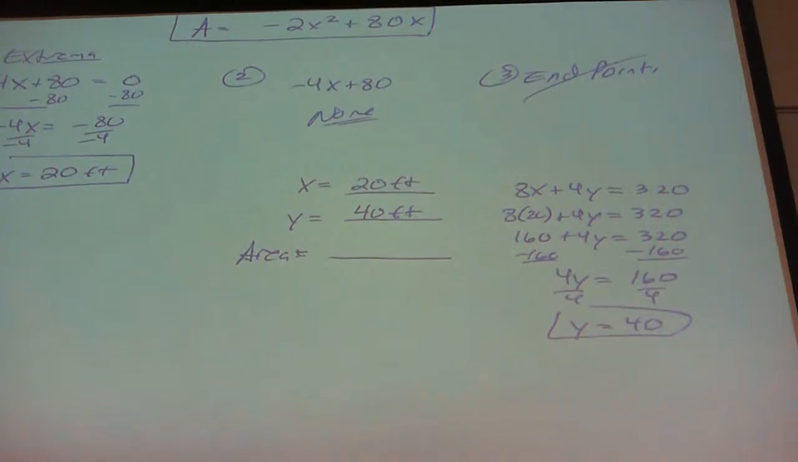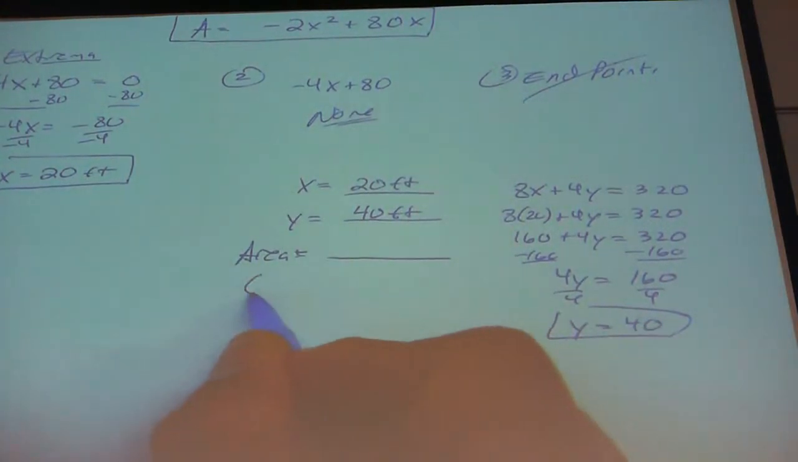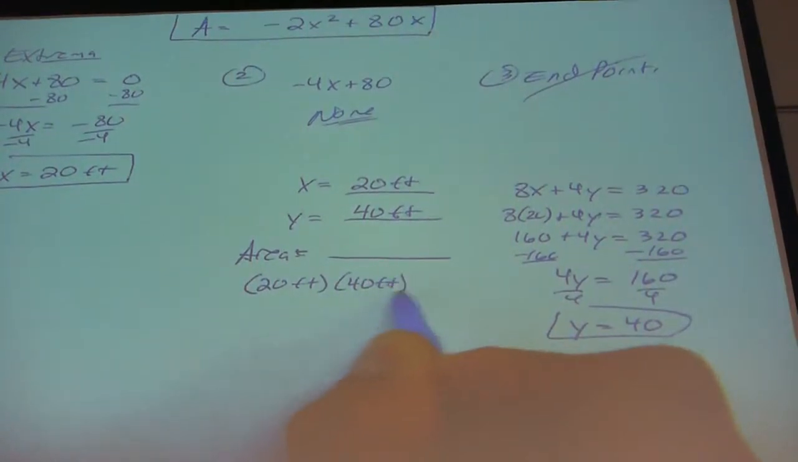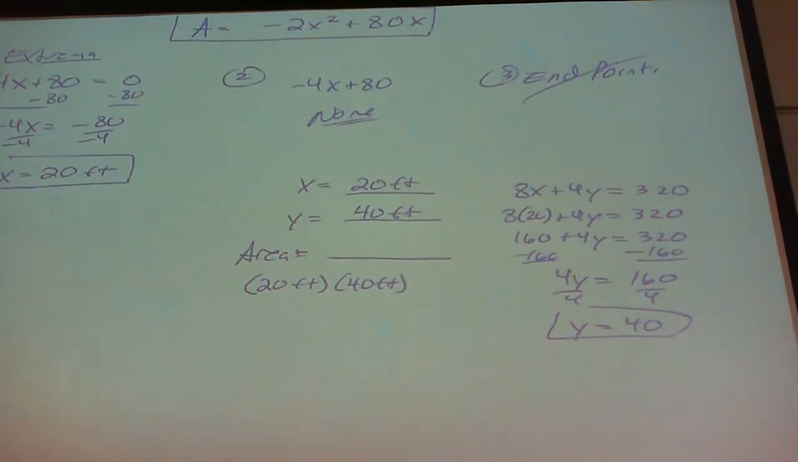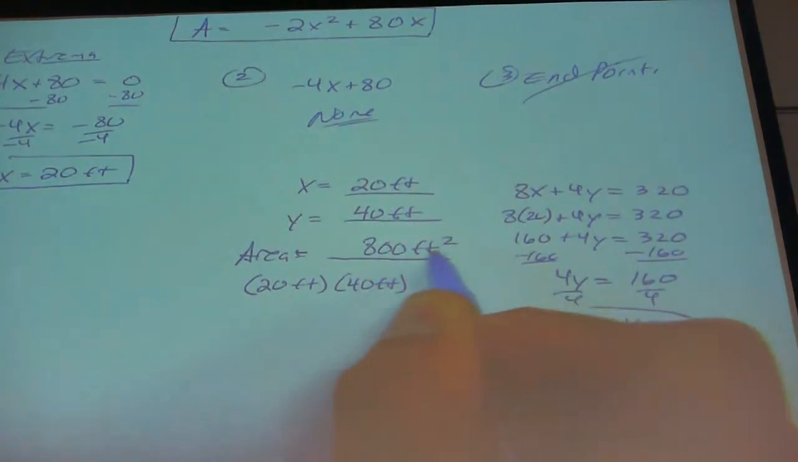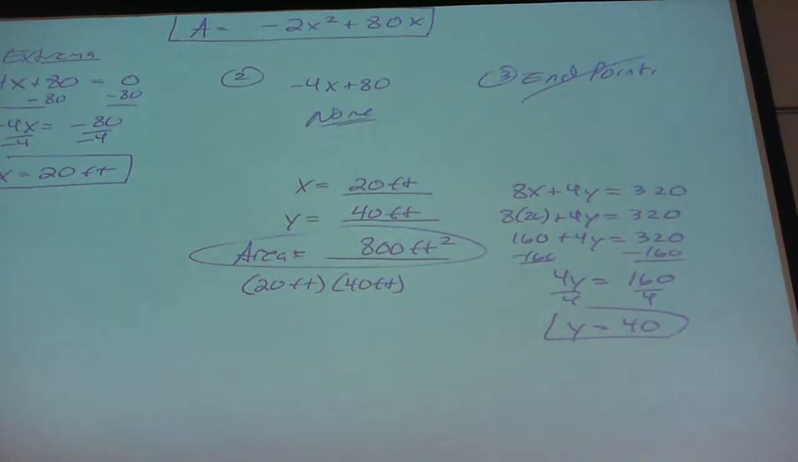How do you find area? 20 feet times 40 feet gives you 800 feet squared. That would be my maximum area.